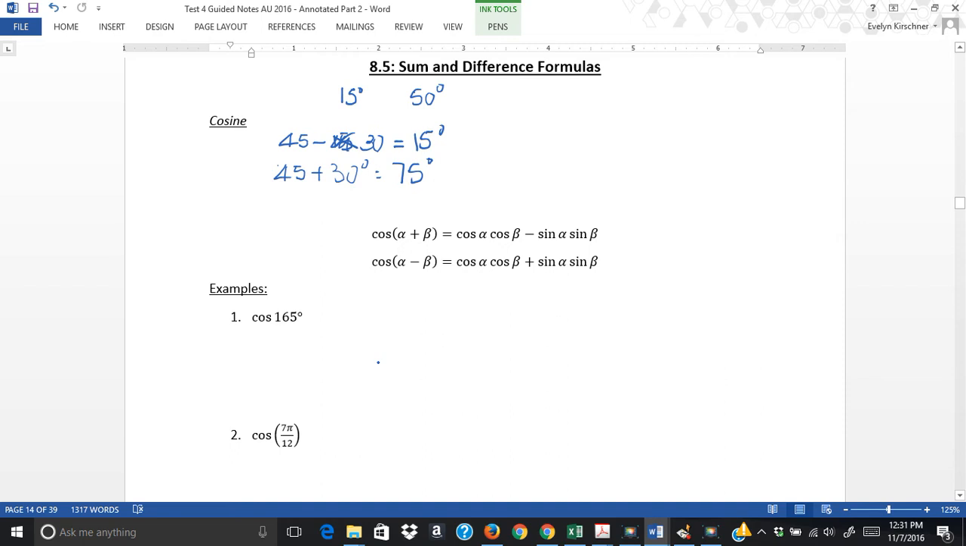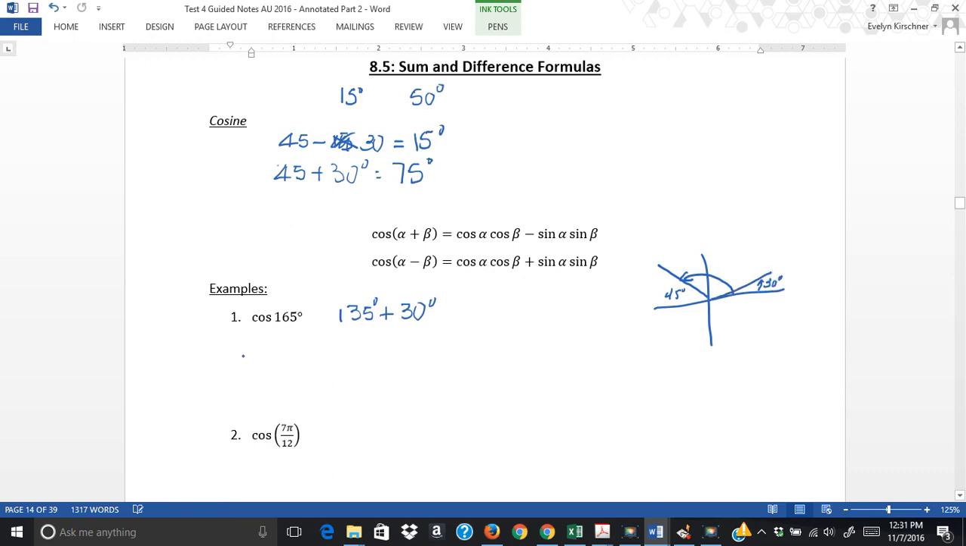So let's think about our angles. Let's say the first thing I want to look for is 165. So how could I rewrite that? Well, how about 135 plus 30? Well, 135 is in this quadrant. It has a reference angle of 45 degrees. And then 30 is over here.